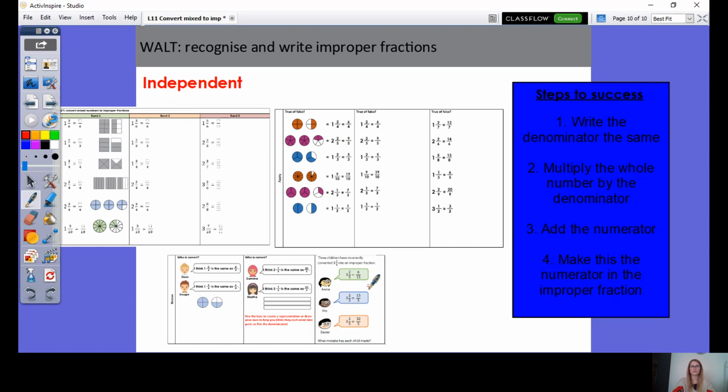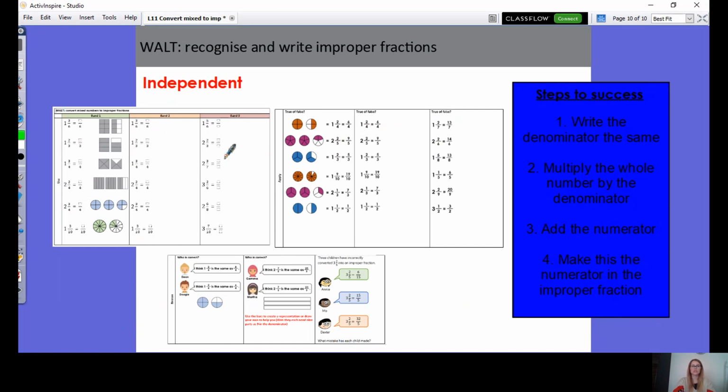Okay, so you've got a couple of options with your banded sheet again today. So band 1 and 2 for the use and apply, sorry, are the same. They're the same questions. However, you notice in band 1 we have the pictures there, the representations to support you. So if you're feeling confident without the representations, do have a go at band 2 and use the steps. You could always go back to 1 and have a look at the pictures if you're getting a bit stuck on one of the questions.